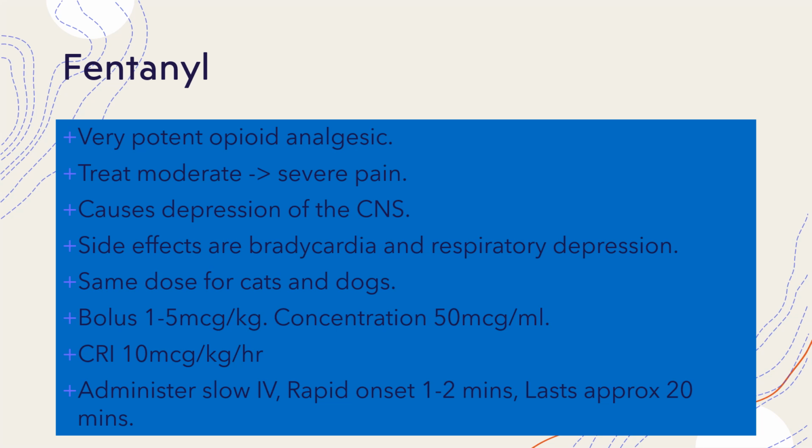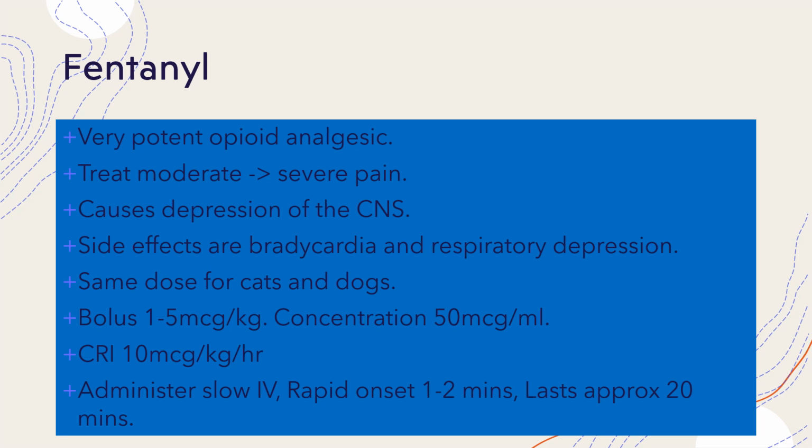So the first drug that we'll talk about is fentanyl. Fentanyl is a very potent opioid analgesic, and we use it during surgery to treat moderate to very severe pain. It can cause depression of the central nervous system, and the main side effects that we come across are bradycardia and respiratory depression. So we need to be really careful when administering boluses that we give them really slowly, but obviously be prepared that you may need to ventilate if it causes apnea as well.